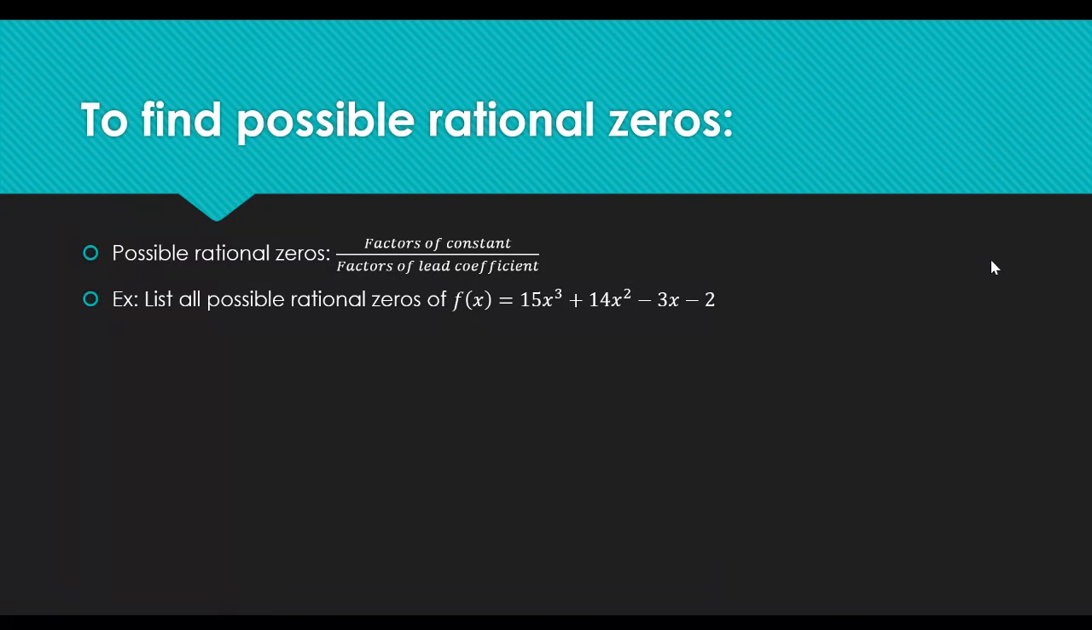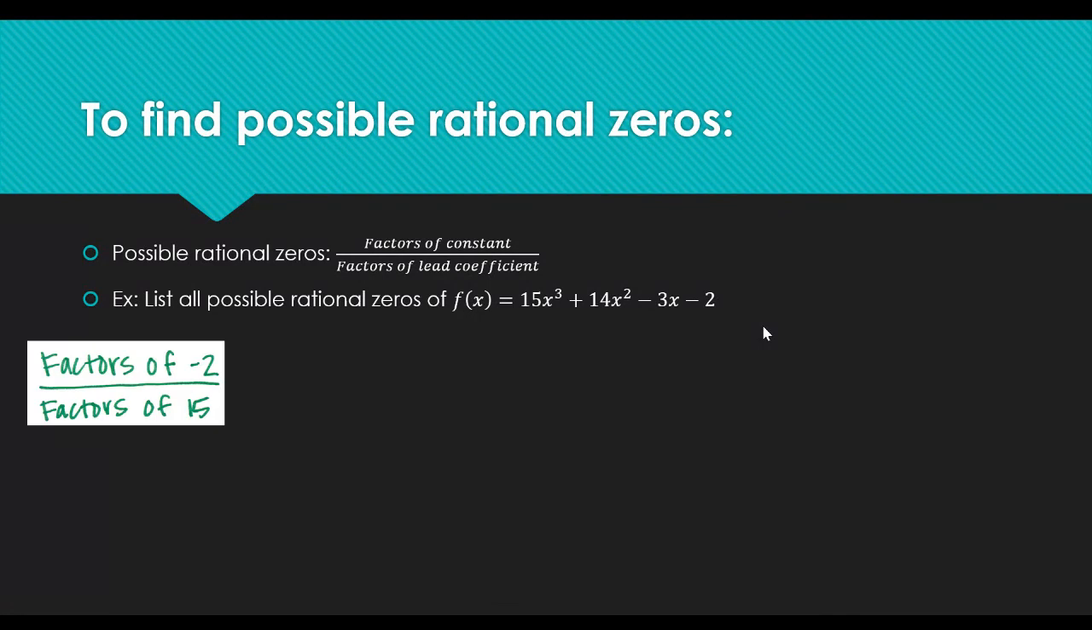So what happens though if they don't give me one in the problem? What if they don't say, hey, 3 is one to start with? You can find all your possibilities by putting the factors of the constant, the last number, over factors of the lead coefficient, the first number. For example, list all the possible rational zeros of 15x cubed plus 14x squared minus 3x minus 2. So these aren't all the actual answers, these are just all the possibilities. So you put factors of the last one, negative 2, over factors of the first one, 15.